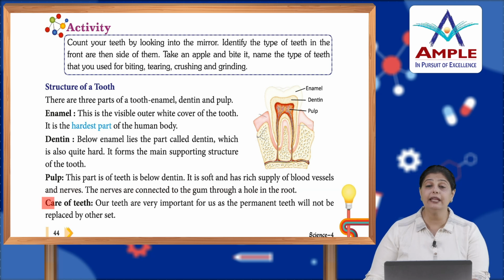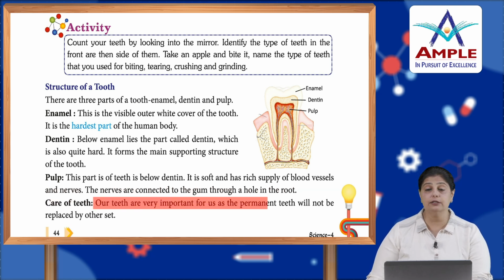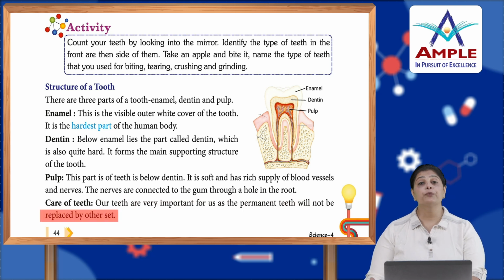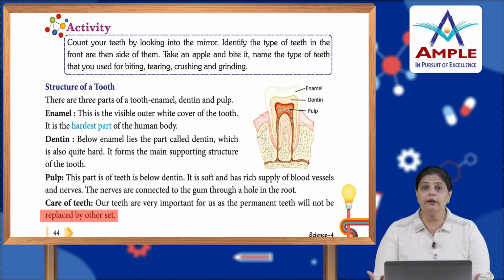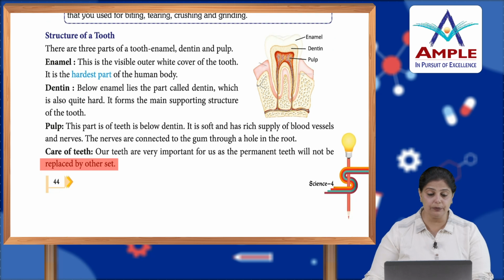Now, how do you take care of your teeth? Our teeth are very important for us, as the permanent teeth will not be replaced by another set. When you are babies, you have your temporary teeth, and they fall, but the teeth that you have as permanent teeth will not fall. So you have to take utmost care of your teeth, because they are not going to be replaced with another one.